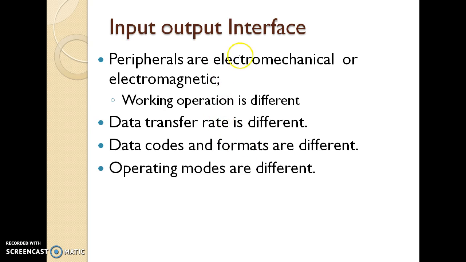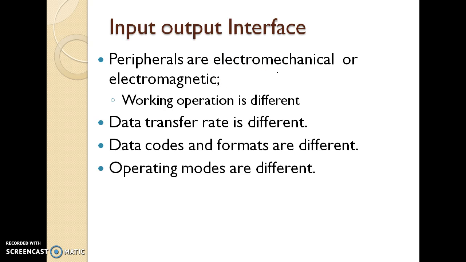Slowly, as you already know, whenever you insert any new device, you need a driver program and it is being connected to an interface. So we should understand the significance of this interface. So why is an interface required? Because the peripherals are different in technology.